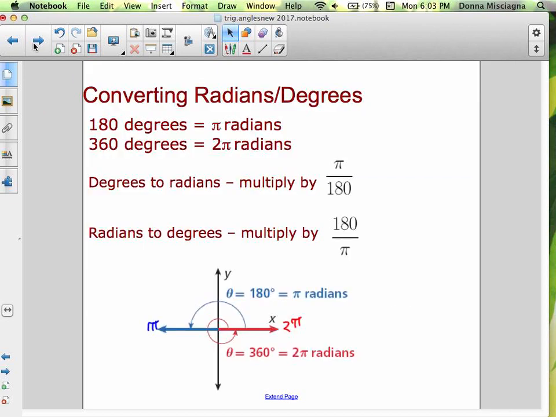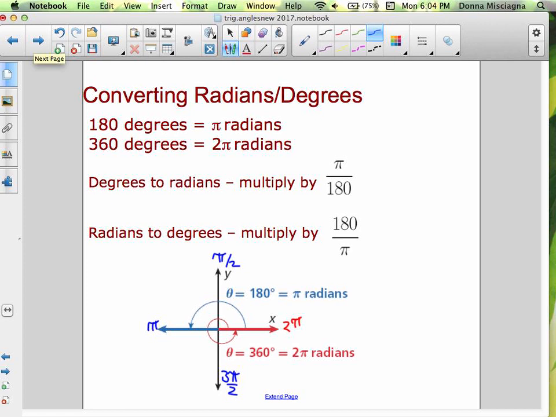That's in your notes. All right, so here you can see that theta is 180 degrees, and that is pi radians. If you go all the way around the circle, it's 2 pi. What if you only go halfway around, or a quarter of the way around the circle? Well, half of pi is going to be pi halves. So that's pi halves radians. What if you go pi radians and you go 1 more half? Well, then you've gone 3 pi halves radians.